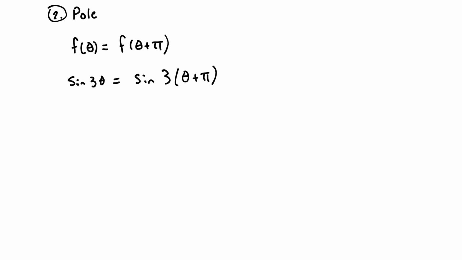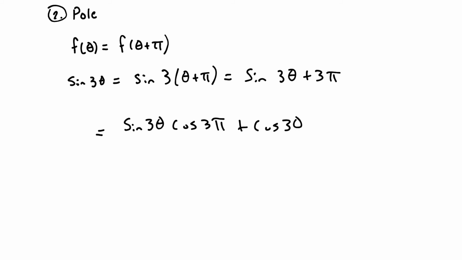So for number 2, we're going to see if our function is symmetric about the pole. And we have 2 conditions to check. The first condition that we're going to check is the following. Is our polar function f of theta equal to f of theta plus pi? So rewriting our sine of 3 theta, this would be equal to sine of 3 times theta plus pi. Simplifying this, this is equivalent to sine of 3 theta plus 3 pi. Now we can apply our sum formula, and we'll get that this is equal to sine of 3 theta times cosine of 3 pi plus cosine of 3 theta times sine of 3 pi.